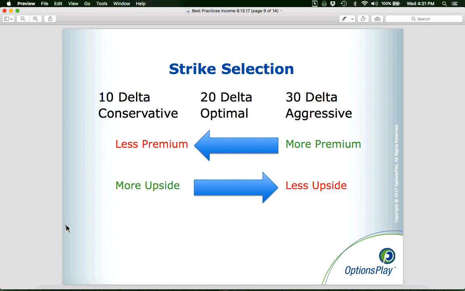The reason you're in the stock is because you think the stock's going to go higher, right? You're not buying a stock because you want to sell at the current price. So what's better, having less premium and getting more upside for it, or getting more aggressive and getting more premium every single month, but limiting your stock in terms of upside?